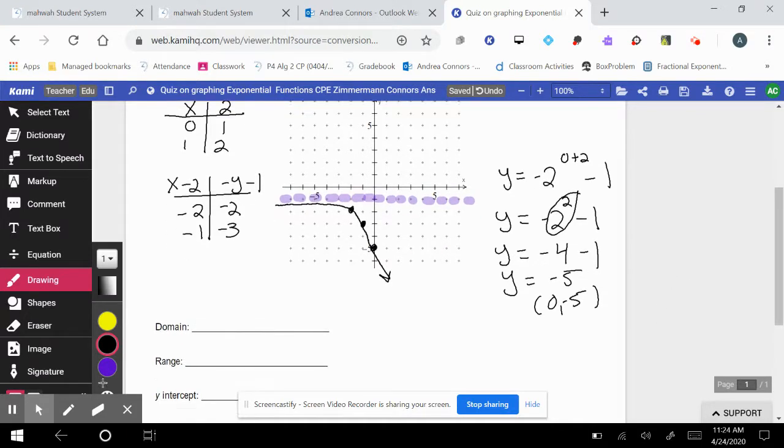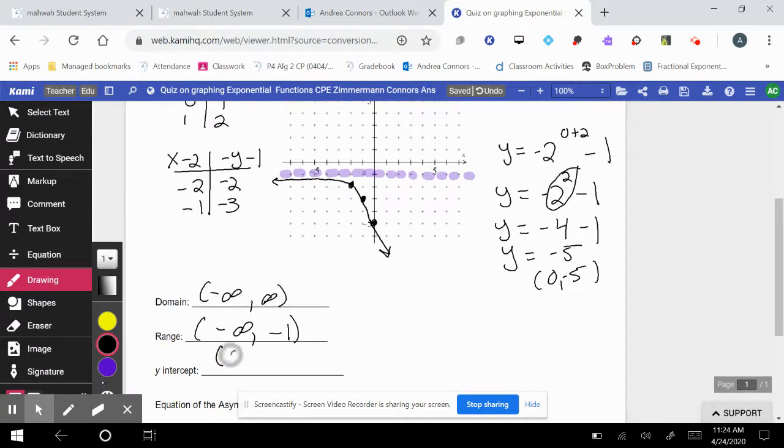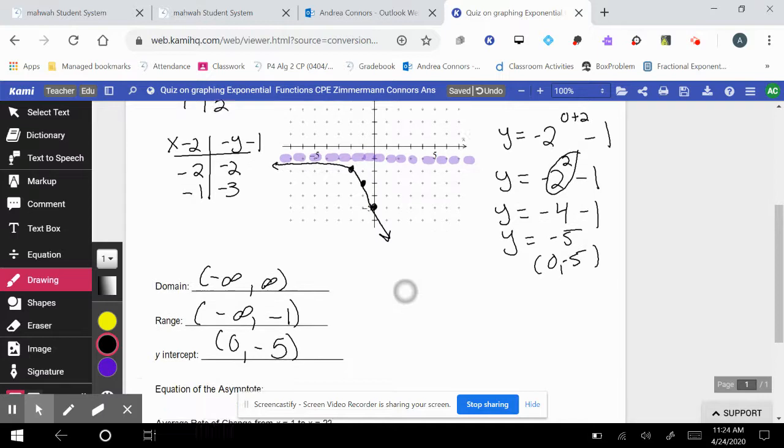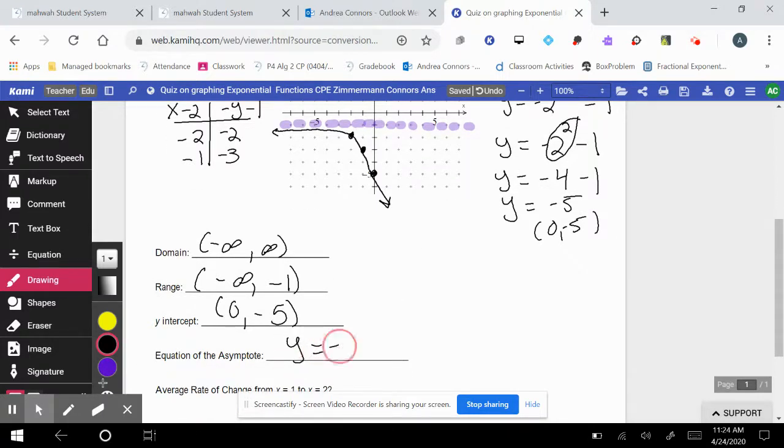Let's answer the questions. Your domain is all real numbers. Your range is negative infinity to negative 1. There is a reflection, so it's pointing down. Your y-intercept is 0, negative 5. The equation of the asymptote is y equals negative 1.